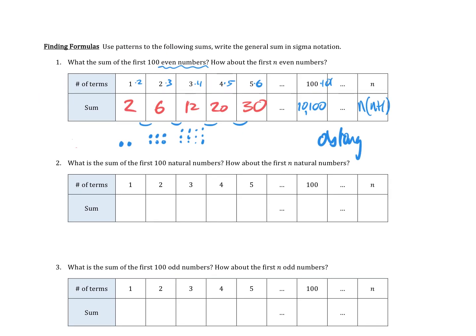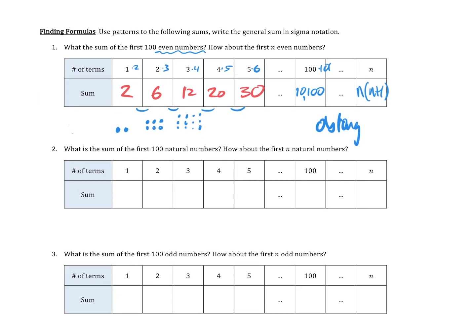Okay, well, what about these numbers here? What if we add up the first 100 natural numbers? So we have 1, 2, 3, 4, 5, 6, and so on and so forth. These are natural numbers. Natural numbers are just counting numbers. Add the first one, you get 1. Add up the first 2, 1 plus 2. Add up the first 3, 1 plus 2 plus 3. We get 6. Add up the first 4, we get 10. Add up the first 5, we get 15.